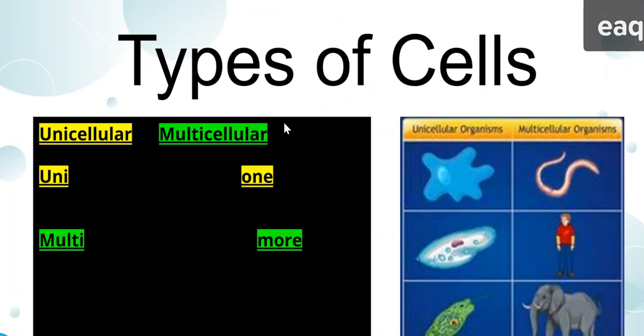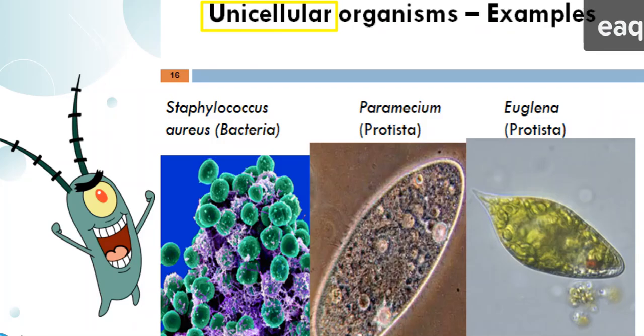When we're talking about cells, cells can either be found on their own as unicellular organisms or in a group as multicellular organisms. Uni in unicellular means one. Multi in multicellular means more than one. Examples of unicellular organisms include bacteria, certain protista, but a great example is from SpongeBob. Plankton is a unicellular organism. His whole body is just one cell big.